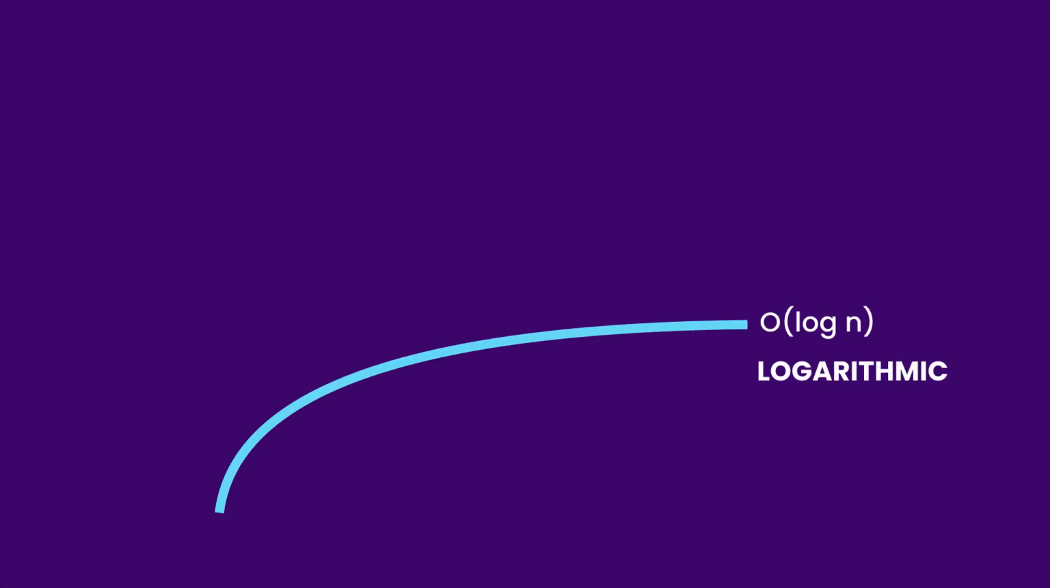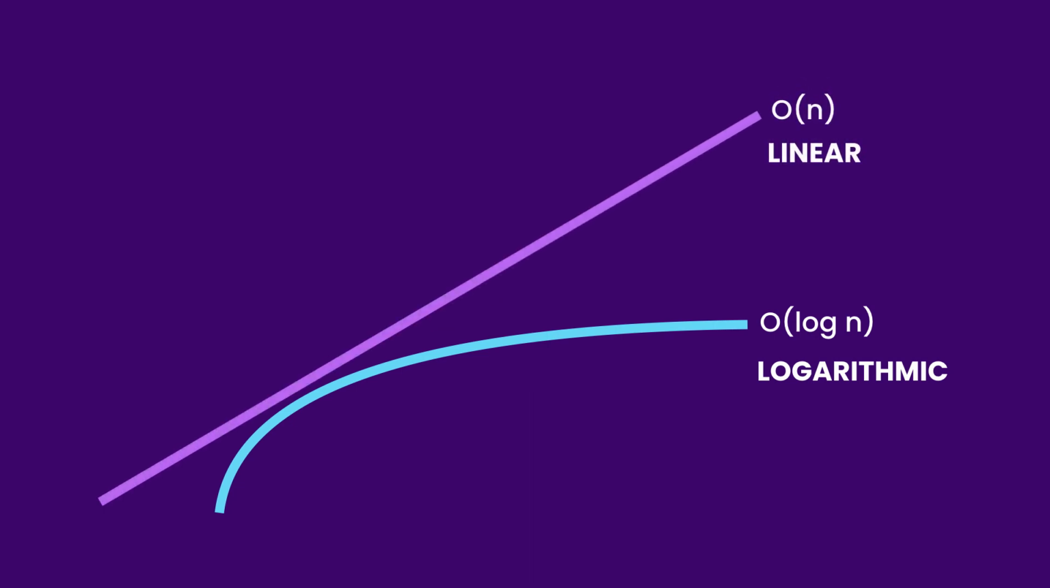Another growth rate we're going to talk about is the logarithmic growth, which we show with the big O of log n. Here's the logarithmic curve. Now, compare this with the linear curve. As you can see, the linear curve grows at the same rate, but the logarithmic curve slows down at some point. So an algorithm that runs in logarithmic time is more efficient and more scalable than an algorithm that runs in linear or quadratic time.